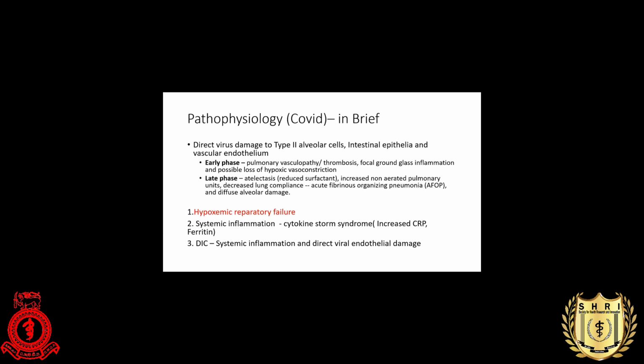That is the main problem in COVID patients, and it is also associated with systemic inflammation. You call it cytokine storm syndrome, where you can see elevated CRP, ferritin and interleukin-6 levels. We can use those parameters to monitor the severity and the outcome of the patient.